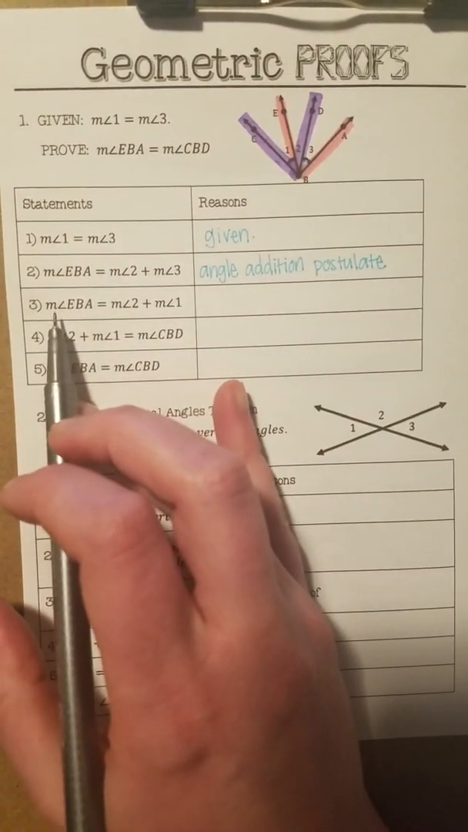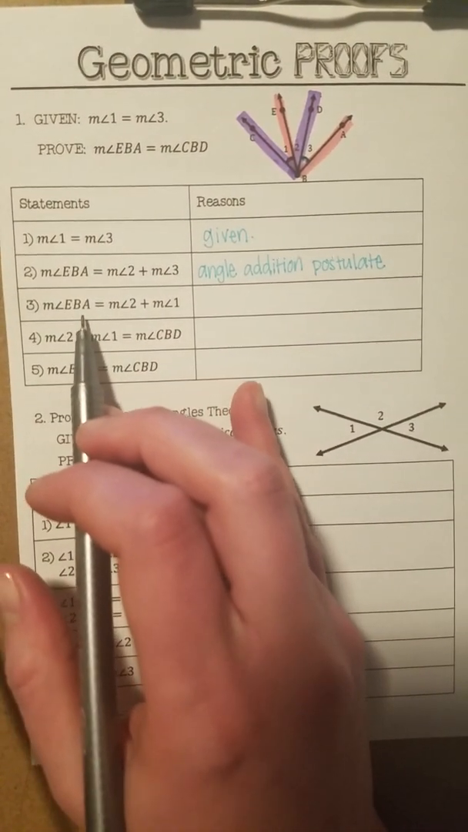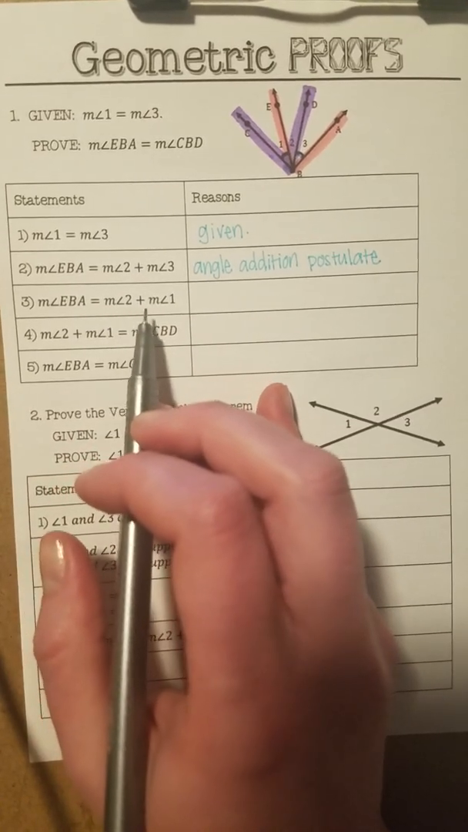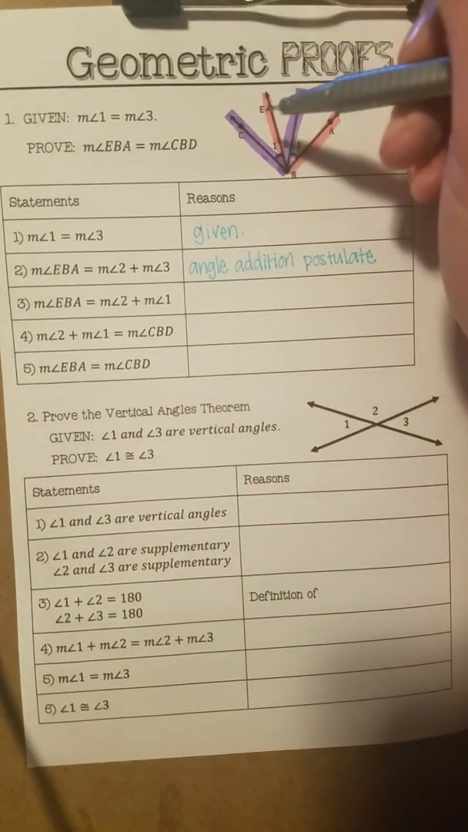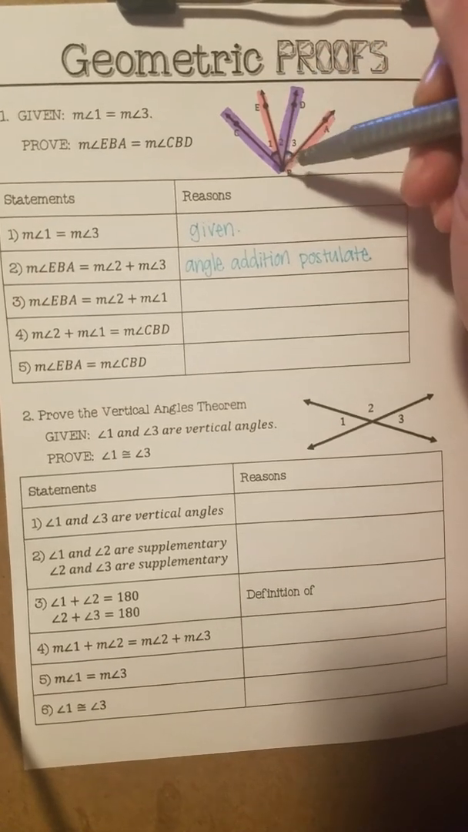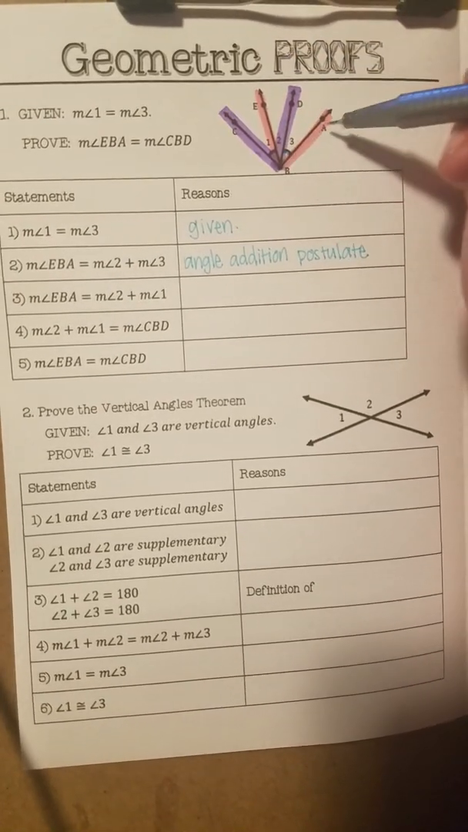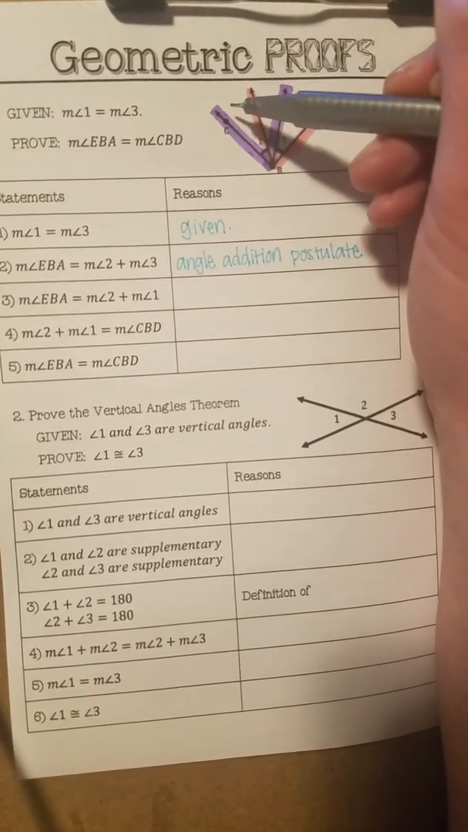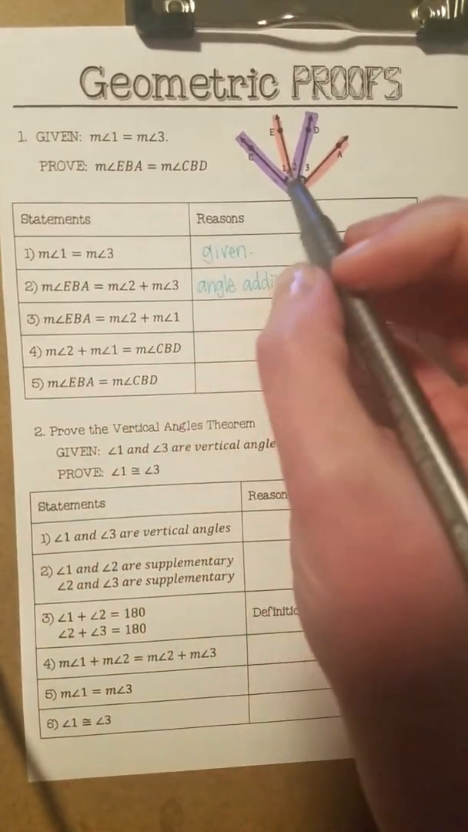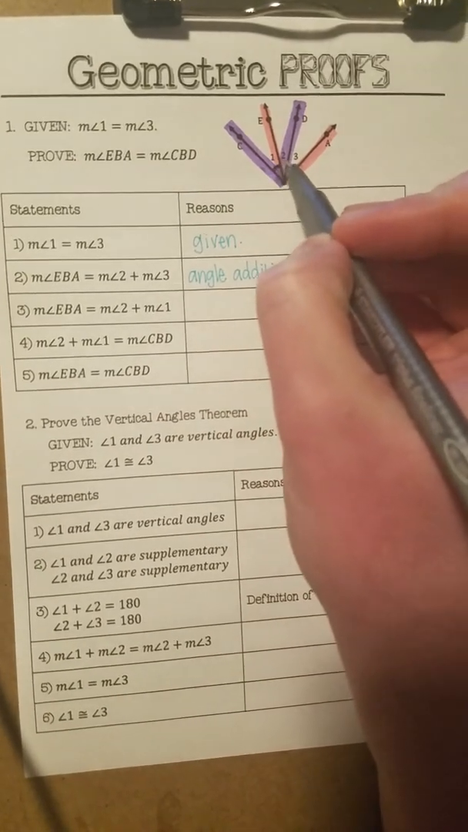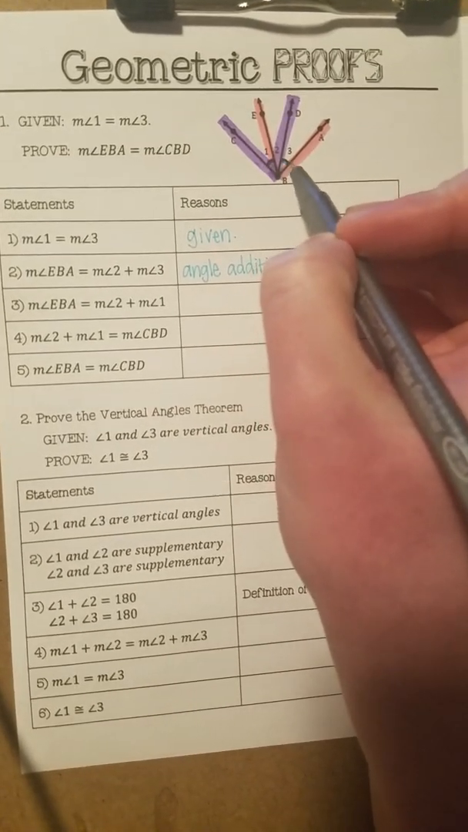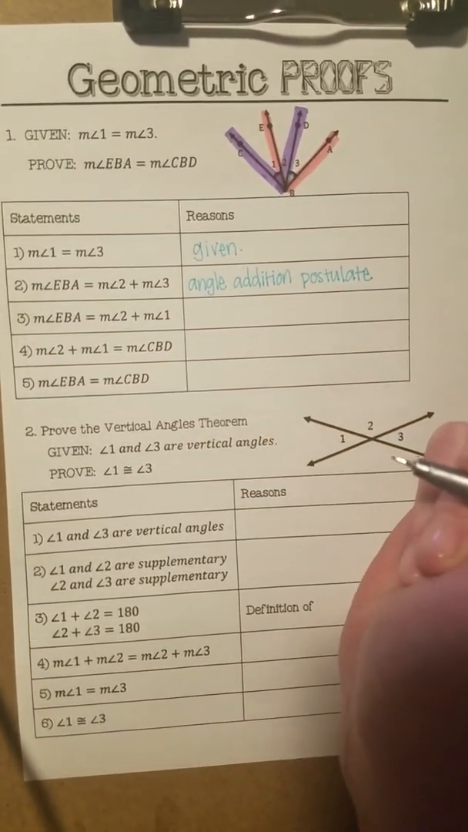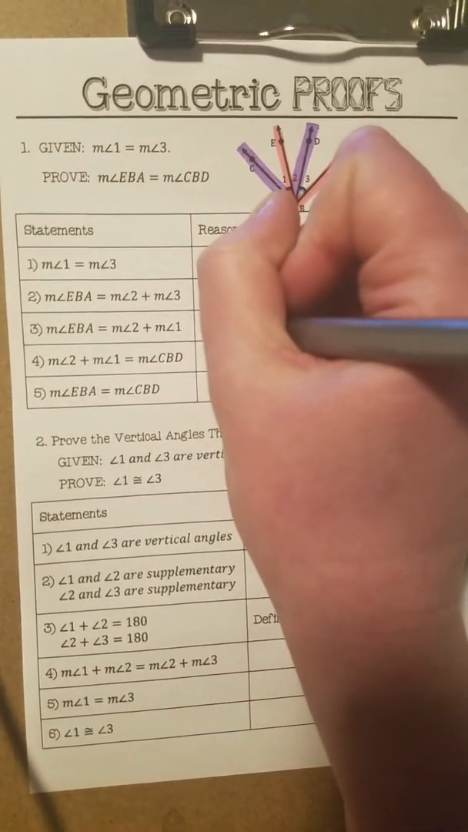Now we want to say that the measure of angle EBA is equal to the measure of angle 2 plus the measure of angle 1. So we want to say that the measure of this pink angle right here is equal to the measure of our middle angle plus the measure of the angle on the left. Now, we can say that because angle 1 and angle 3 are equal in measure. The property we're using here is called the transitive property.